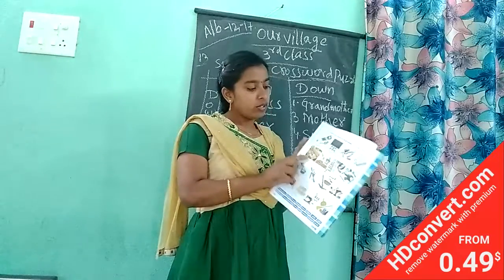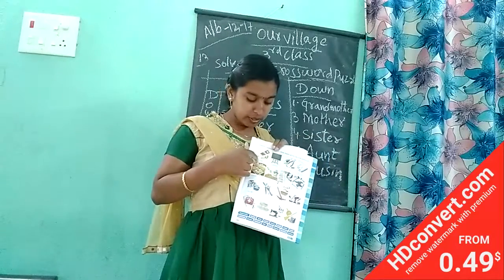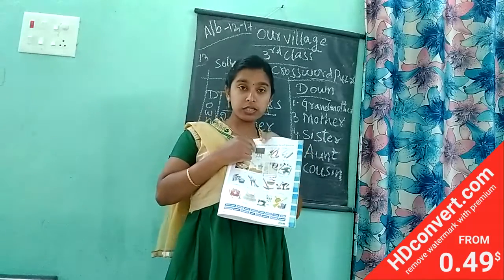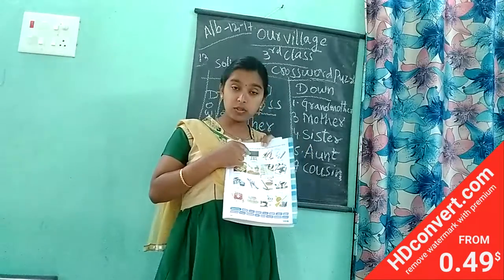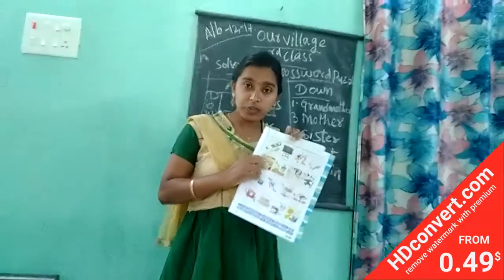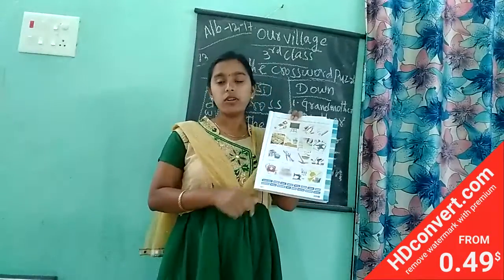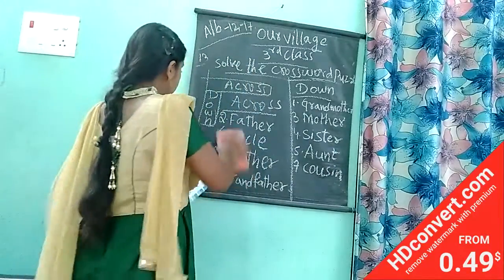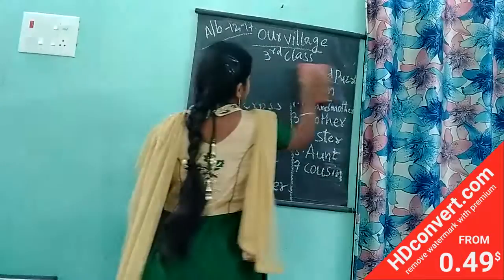So see, by looking at this picture, who uses this one? And the blackboard, which occupation uses this blackboard? And all these tools, which occupation people will use, we have to write there. Okay children? Now take out your activity book, page number 15.